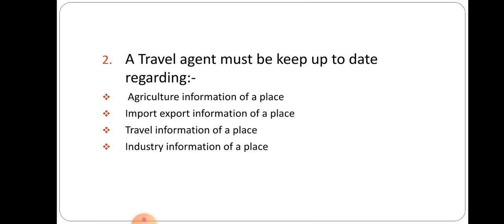Next question: a travel agent must keep up to date regarding agriculture information of a place, import export information of a place, travel information of a place, or industry information of a place. The right answer is travel information of a place. As we discussed in this lecture, a travel agent must be up to date regarding travel information, sightseeing, weather conditions, modes of travel, and other information.